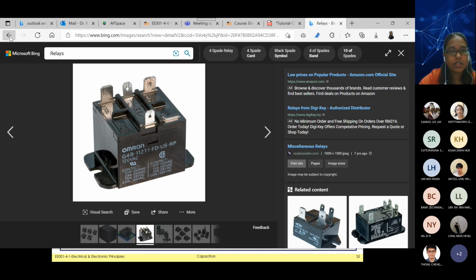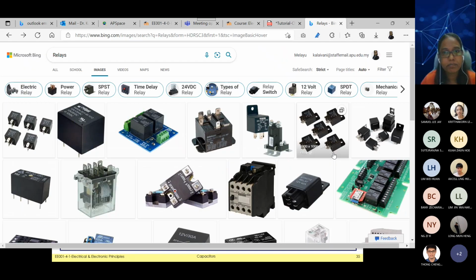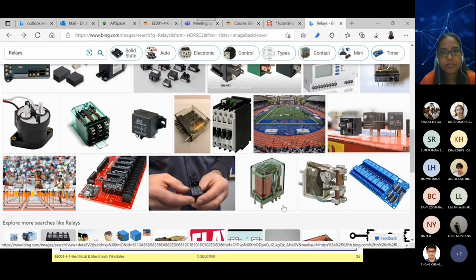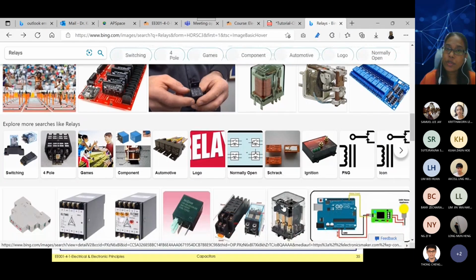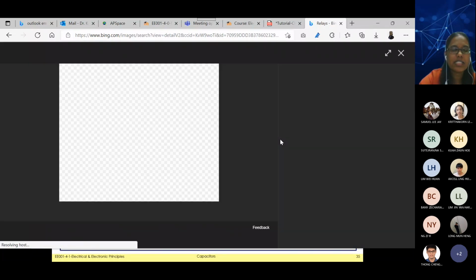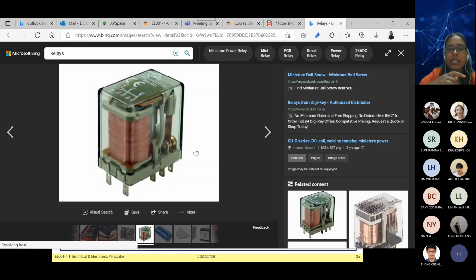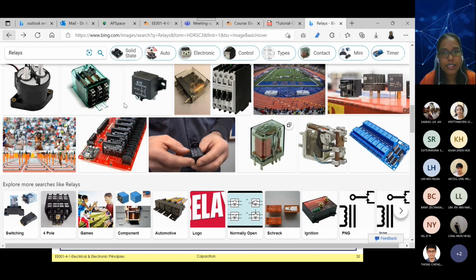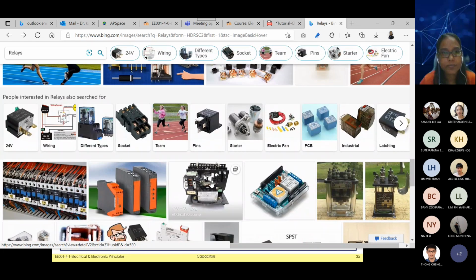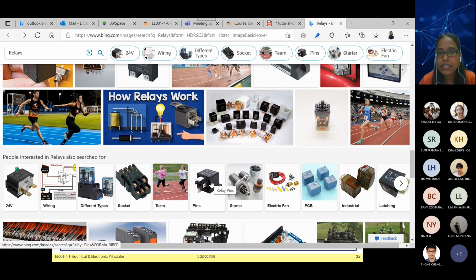Besides that, you can find this kind of relay also. You may find this kind, but this is quite an old one. But you can still find this kind of relay too. There are other shapes of relay as well, and I can choose the inside of a relay here.